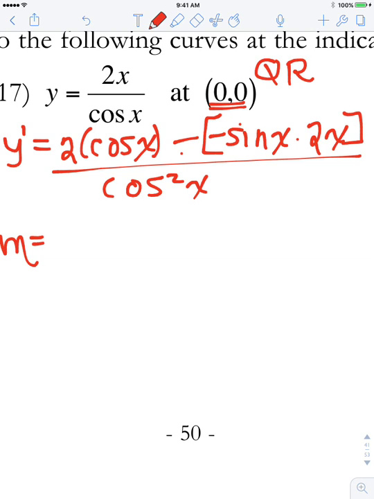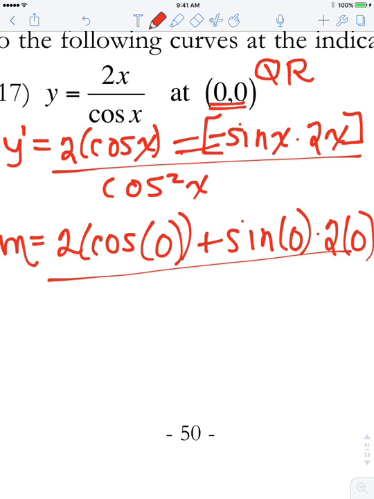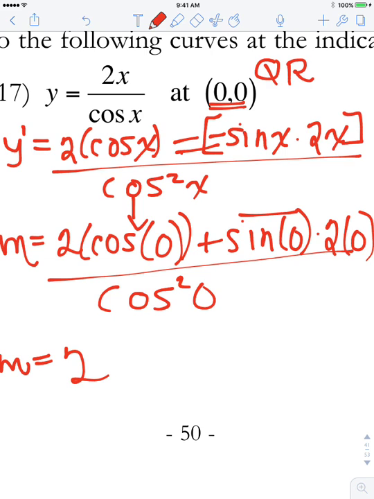So the slope is going to be 2 times the cosine of 0. So wherever there's an x, I'm going to evaluate it at 0. Let's see, plus, because minus a minus, so plus the sine of 0 times 2 times 0. Well, that made that easy for us. And the whole thing over cosine squared of 0. So that slope is, well, I know that the cosine of 0 is 1. So 2 times 1 is 2. And the sine of 0 is 0. And 2 times 0 is 0. So 0 times 0 is 0 anyway. So it's 2 over. And again, the cosine of 0 is 1. And 1 squared is 1. So the slope is 2.